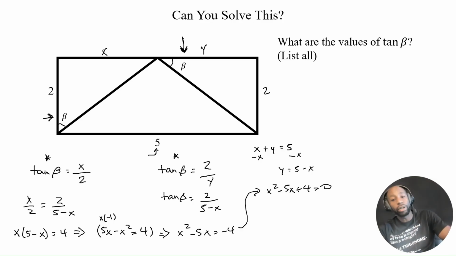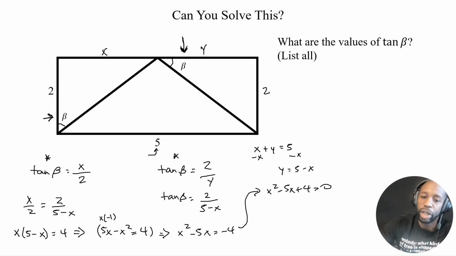So now we can factor this. So we can get ready to solve. What times what is 4 that'll add and subtract to give us -5? That's going to be x minus 4, and then x minus 1 equals 0. So x is equal to 4, and then x is equal to 1.